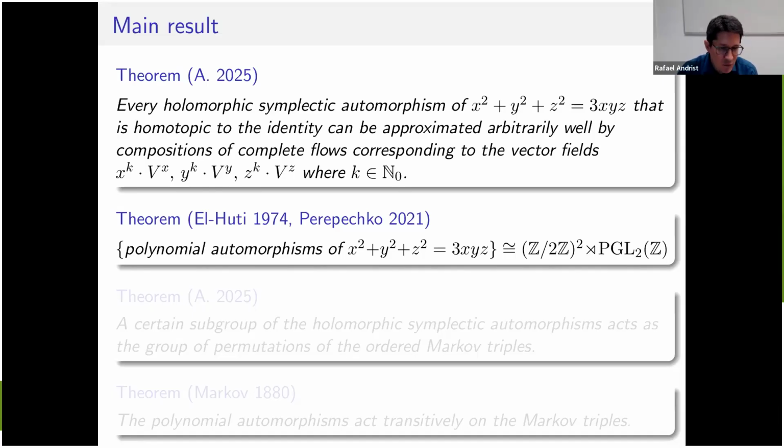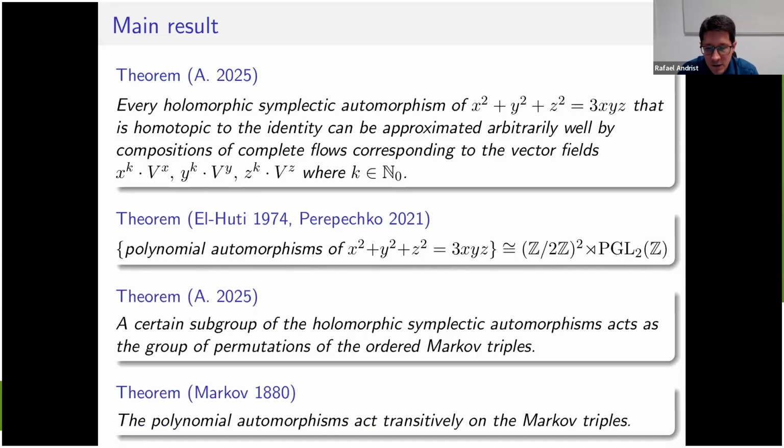And then I mentioned before the theorem of Markov that we act transitively on the Markov triples. And now here we can actually do more. We can actually permute the Markov triples. So you can come up with any permutation of the Markov triples. I will do it only for the ordered ones, but you can permute them as you like. And then you will find an automorphism that does precisely what you wanted. So again, it's a case of transitivity versus infinite transitivity.